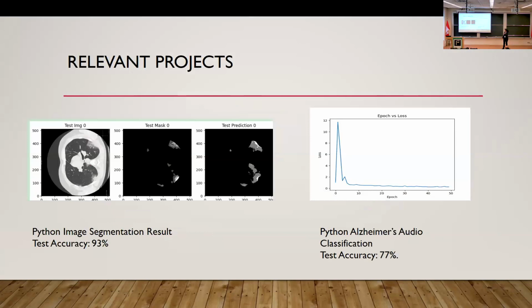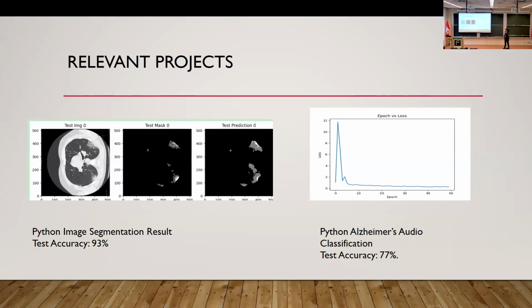And so the first project I did is using deep learning to segment CT images to diagnose COVID. The picture over there is a model output. The image on the far left is what we put in the model, the middle image is the ground truth, what we expected, and the last image is the model prediction. As the figure suggests, it has a high accuracy of 93%.